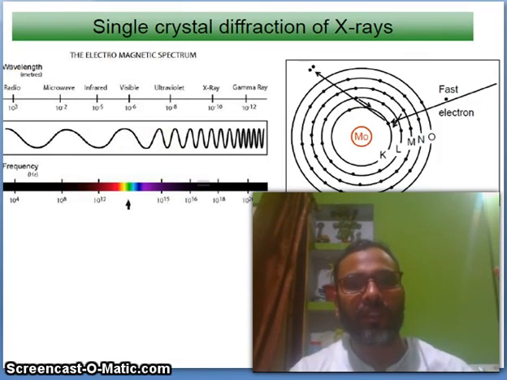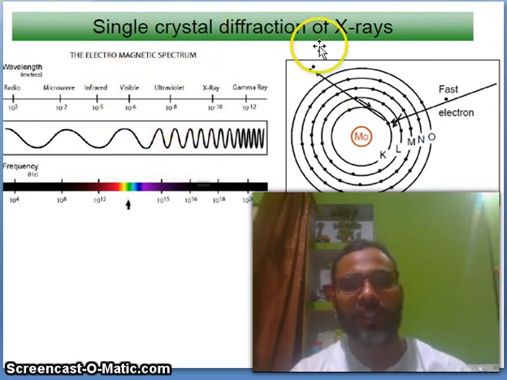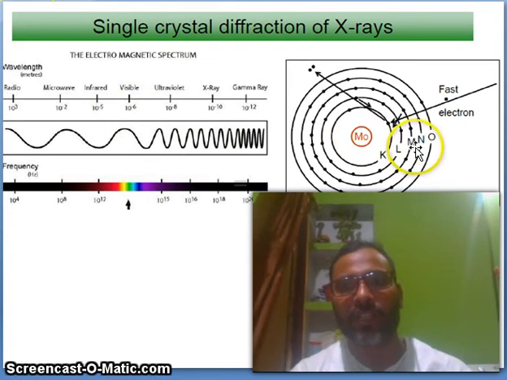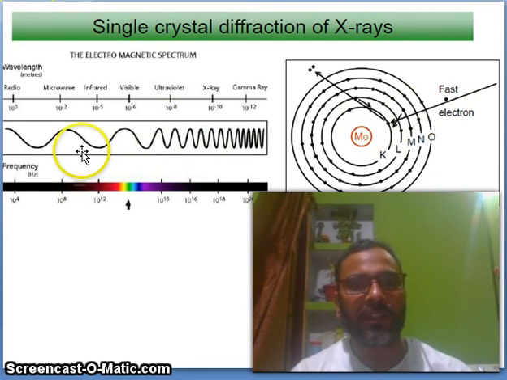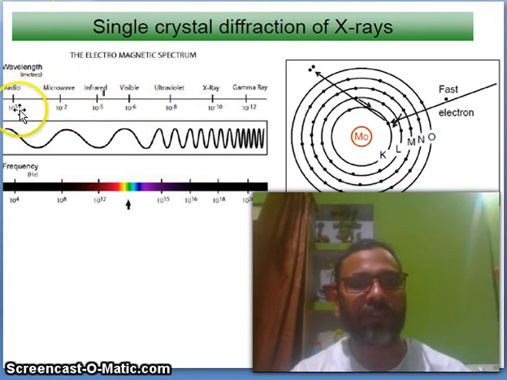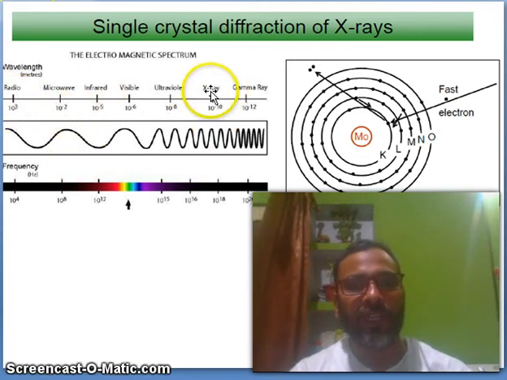So come to the basic points. We will discuss the basics of single crystal diffraction of X-rays. You see, this is molybdenum, with K shell, L shell, M shell, N shell, O shell. This is very basic chemistry. And the electron is here. So if you remove a fast electron from here to here, this is the reason. The spectrum: gamma rays, X-rays, ultraviolet, visible, infrared, microwave, radio wave. So here is the X-ray.